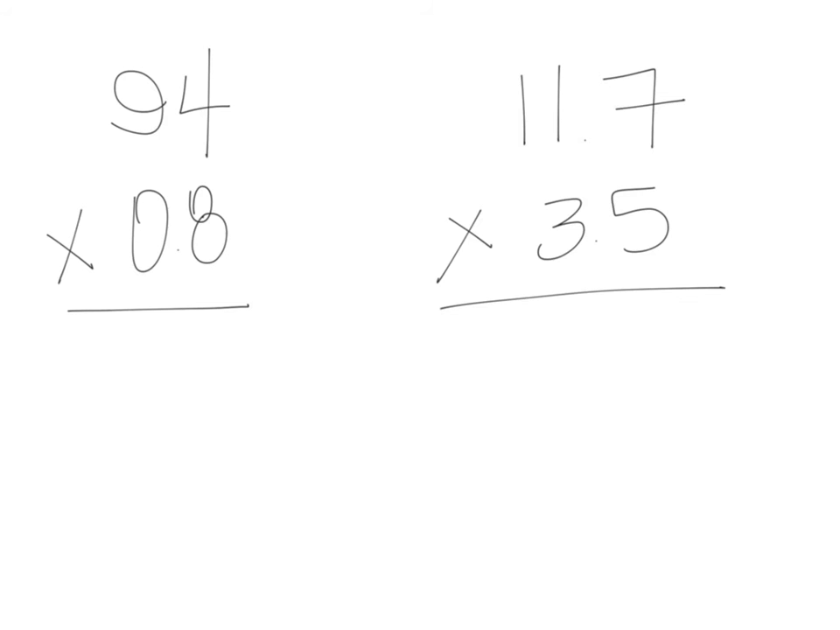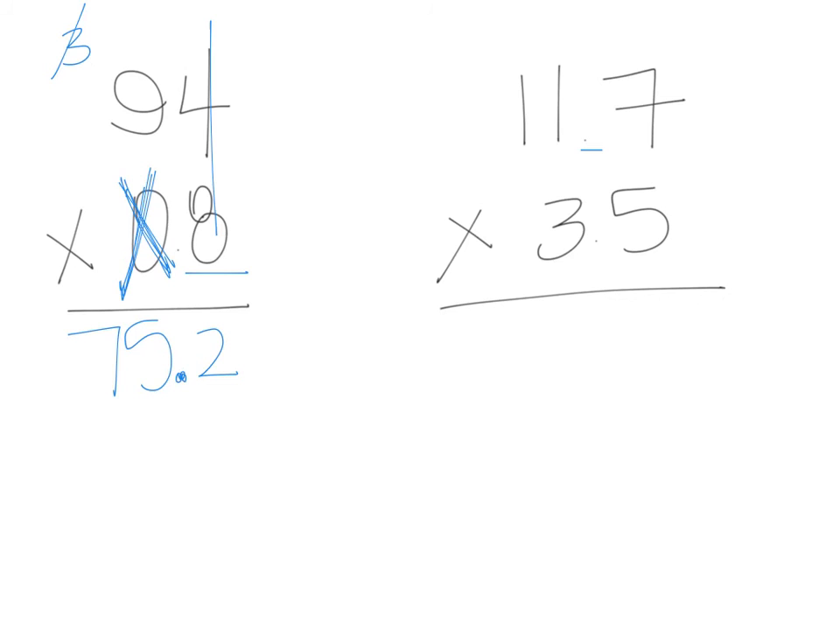If I had a number like this, 94 times 0.8, I don't even need that 0 in there, okay? I don't even need to do anything with that 0. All I need to do is 8 times 4, which is 32, so bring down the 2, carry the 3. 8 times 9 is 72, plus 3 is 75. One number behind the decimal, so one number behind the decimal in my answer.